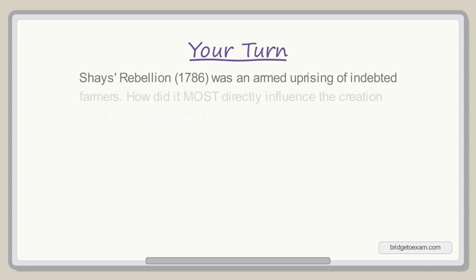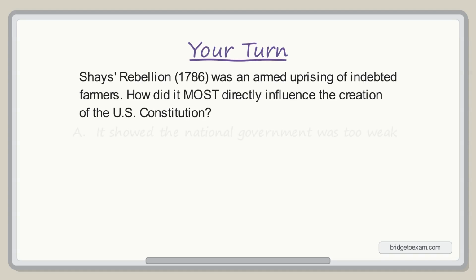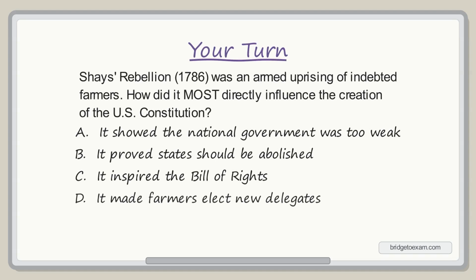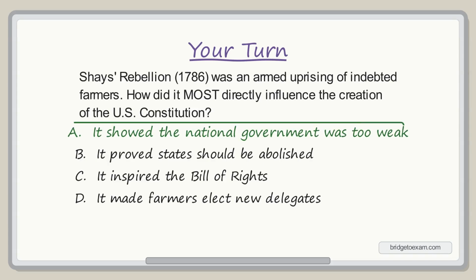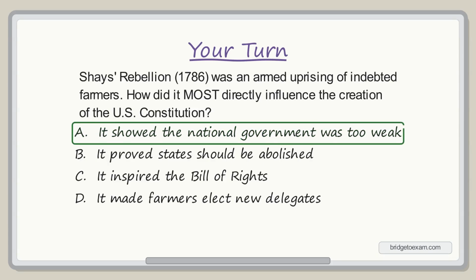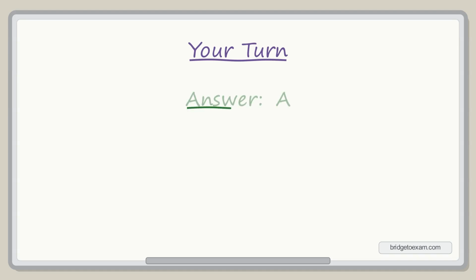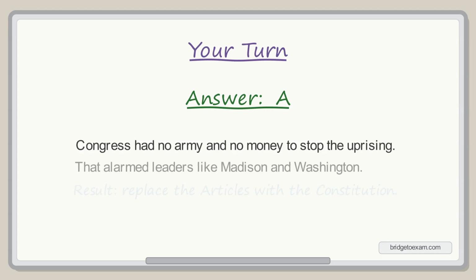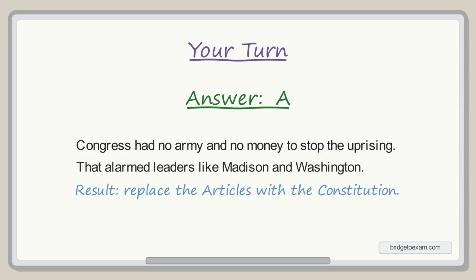Let's test it. How did Shays' Rebellion most directly influence the creation of the Constitution? The answer is A. The rebellion showed the Articles left the national government too weak to keep order, convincing leaders that a stronger central government was needed. Because Congress had no army or money to respond, leaders like Madison and Washington concluded the Articles had to be replaced, not merely reformed, leading straight to the Constitutional Convention.